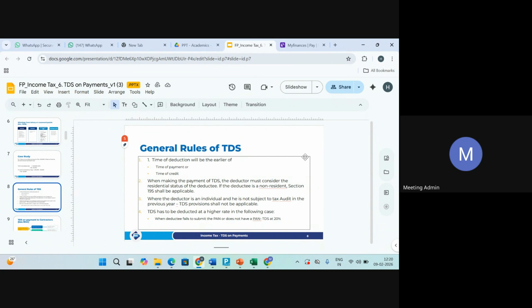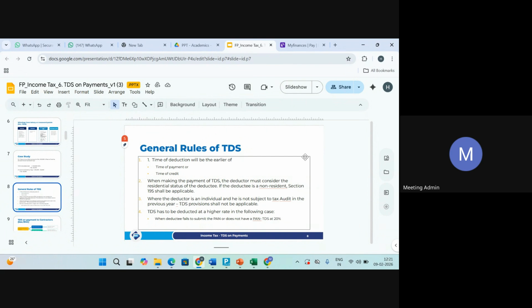When making TDS payments, the deductor must consider the residential status of the deductee. If the deductee is a non-resident, Section 195 shall be applicable. So he has to see whether the person is a resident, a non-resident, or a not ordinary resident. We calculate everything, and based on that we deduct the TDS amount from the actual amount.